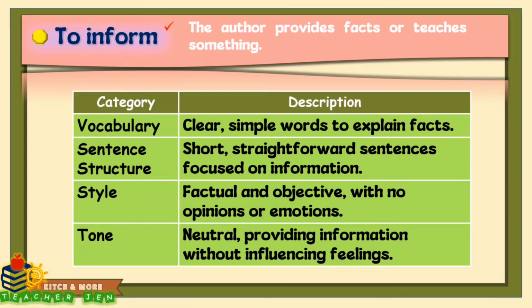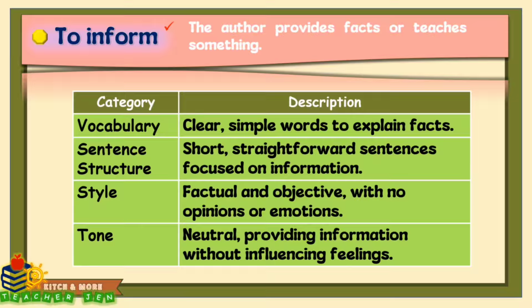So, the author provides facts or teaches something if the author's purpose is to inform. When writing to inform, the vocabulary is clear and easy to understand, using simple words to explain facts or details. The sentence structure is straightforward with short, clear sentences that focus on providing information. The style is factual and objective, without any opinions or emotions. The tone is neutral, meaning it doesn't try to make you feel a certain way, but just gives you the information you need to understand the topic.